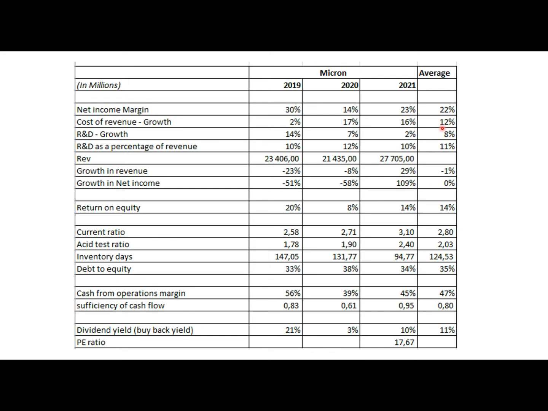This is a good indication of trying to reduce costs, reduce the effects of COVID, as well as improve the competitive position of Micron. R&D, however, is below the industry average. So Micron has increased R&D at a rate below the industry average.